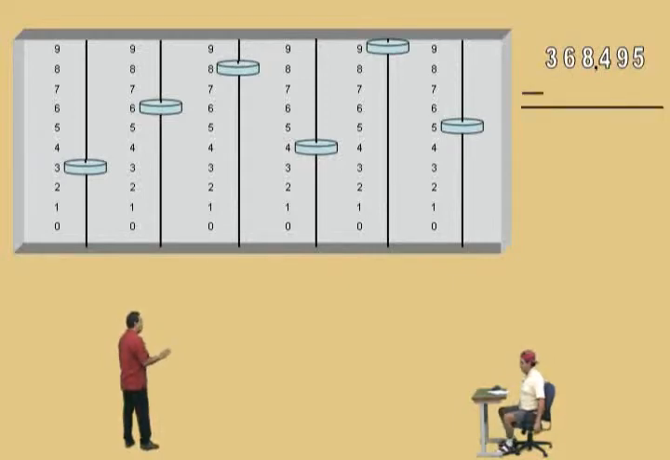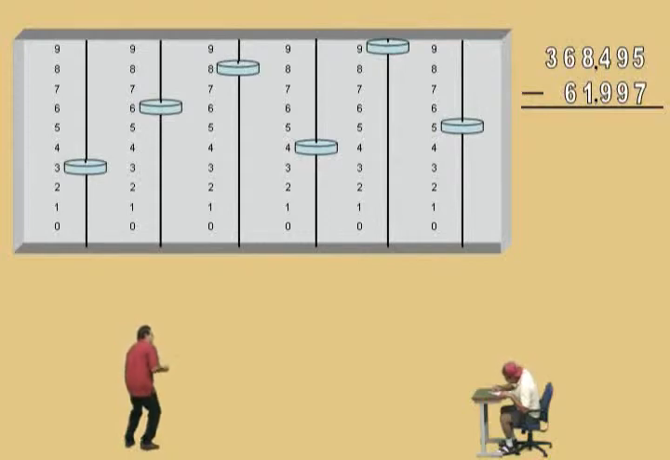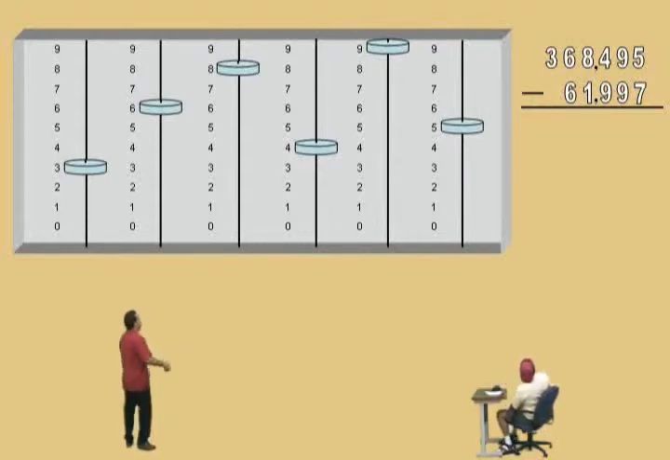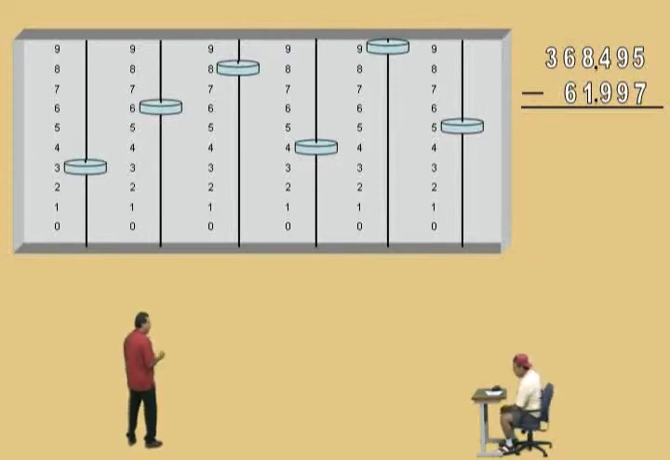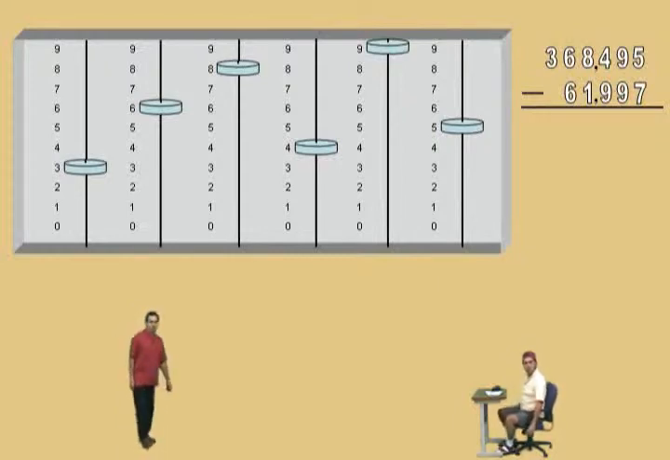Okay, Charlie. From this number, we are going to subtract 61,997. Oh, what fun. Okay, so Charlie, how many ones do we have? 5, and we're going to subtract 7, which means we have to do what? We have to borrow. That's right, Charlie.